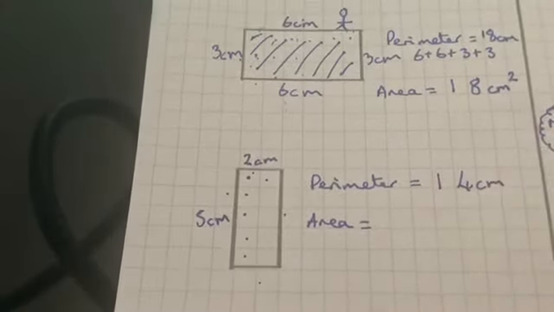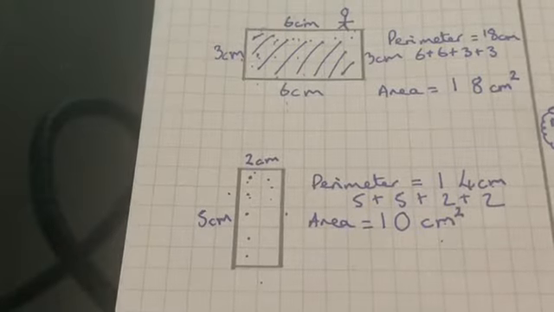So on your predictions of always, sometimes, or never, is the perimeter and area always the same? Well, we can't say never because we could see that this one was the same. Can't say always because these two aren't the same. So we can say it's sometimes.